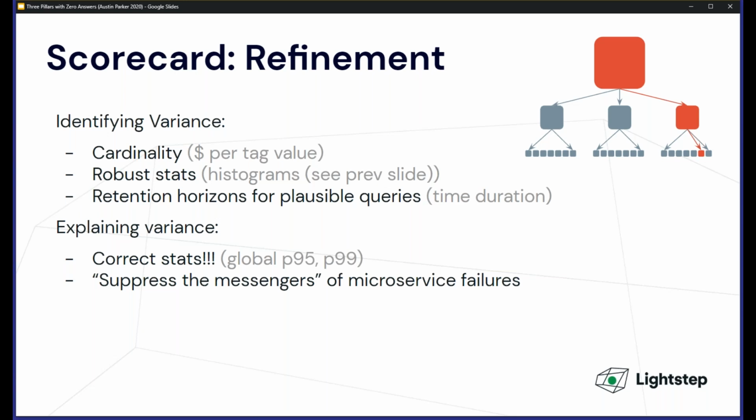So the second thing here is robust statistics. To me, that's histograms, right? Histograms are very important for refinement just because they allow you to reduce the entire set of hypotheses that you have to evaluate. In the case before, we were only looking at the top 5% of requests, and that's a nice thing to be able to visualize and refine down to. We also need to think about our retention horizon, or in plainer words, how long are we keeping data around?